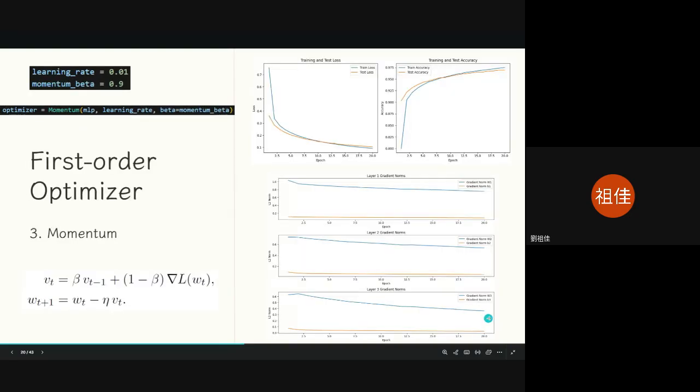Good. So next is the momentum. We set the momentum beta to 0.9 here, and it's still a good curve. We can see that the intersection of the two lines in test accuracy is around 7 to 8 epochs, which is similar to GD. So it's also a good result. Next page.